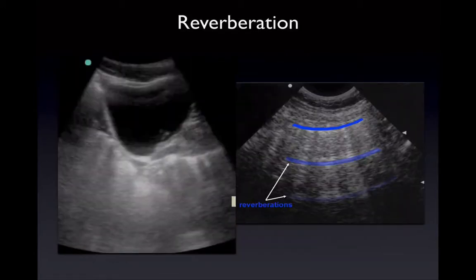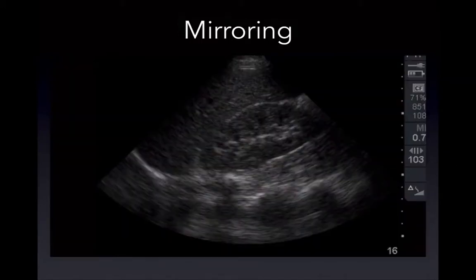This is called reverberation, and this is a bladder. This occurs when the sound waves hit a structure that's really highly reflective. It starts to create equidistant lines. You see there's a line here, and there's a line there, and this is lung tissue. So the pleural line is here, and you're going to start to have equidistant lines from that first line, and that's called a reverberation artifact. And that's, again, also normal. Mirror artifact.